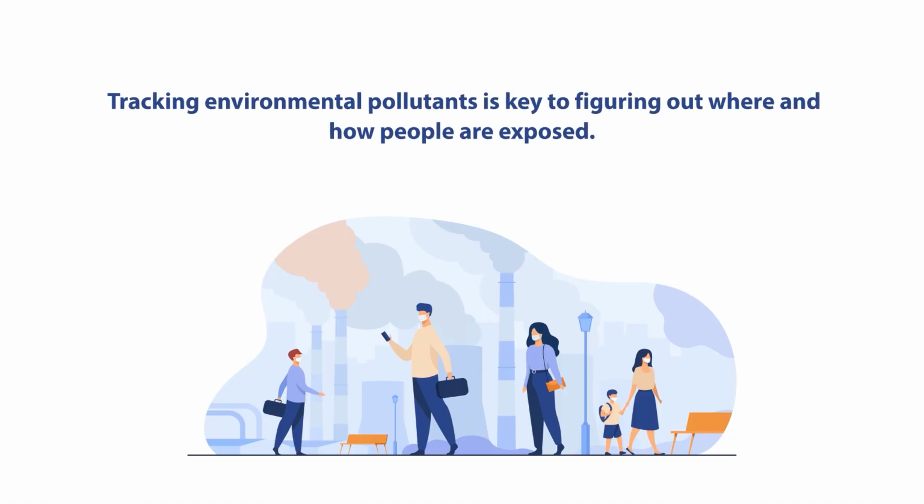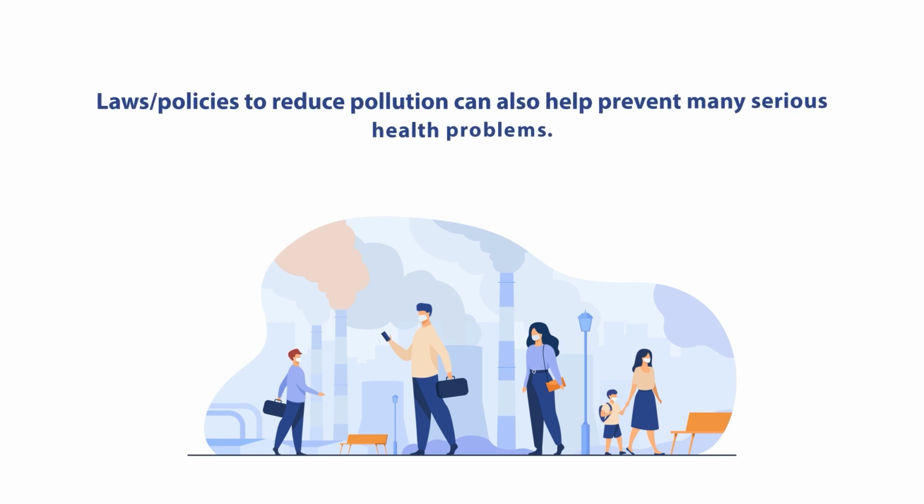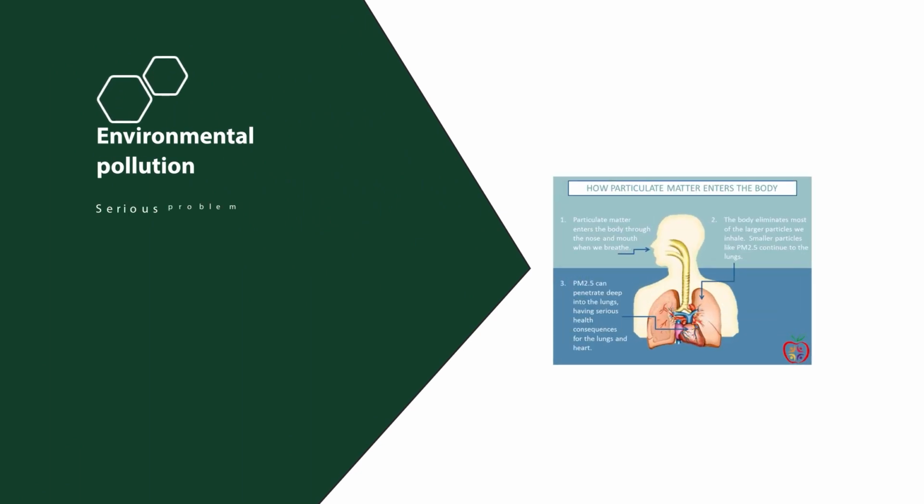Therefore, tracking environmental pollutants is key, and it is very crucial in order to figure out where, how much, and how people are exposed to these pollutants. In the same way, we need environmental laws and policies in place to reduce pollution, which can help prevent and control many serious health problems. Now let us discuss some basic environmental pollution with some case studies.